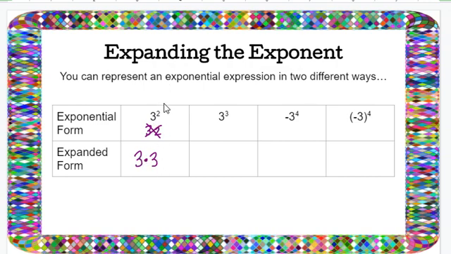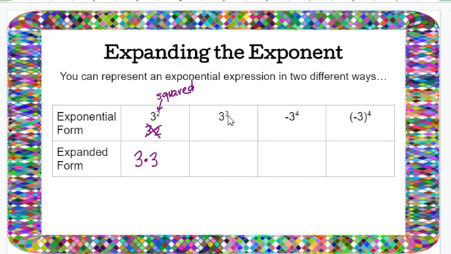3 times 3. This is also a special exponent too. We call this squared. So write that on your notes. So this can be read as 3 to the second power or 3 squared. Anything raised to the second power is called squared.